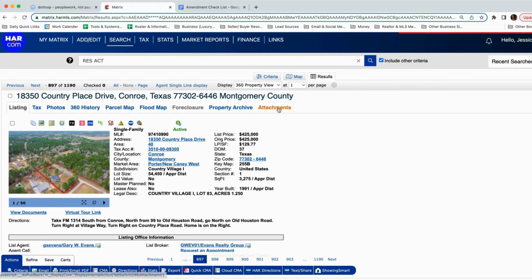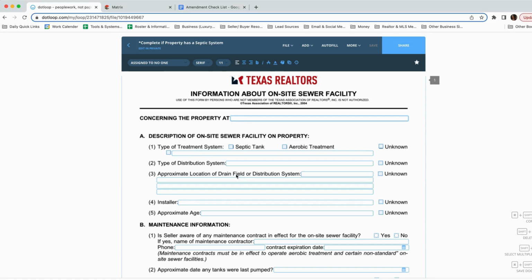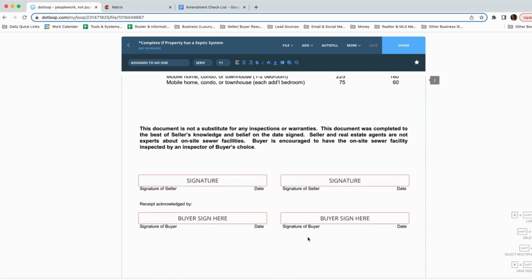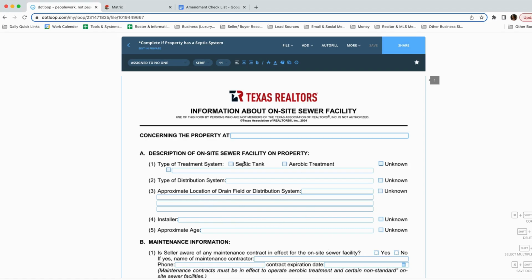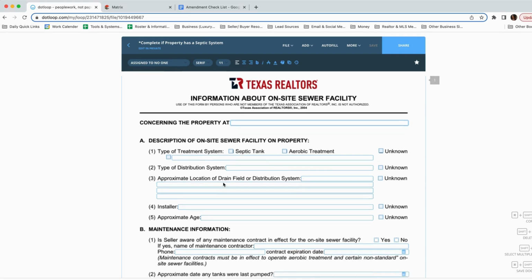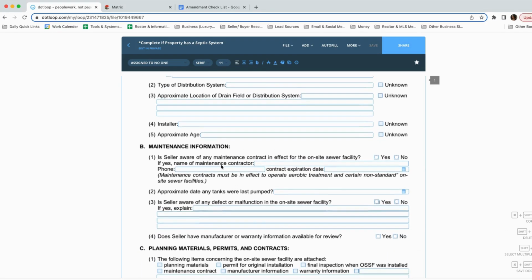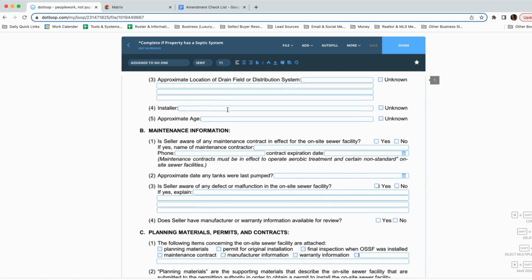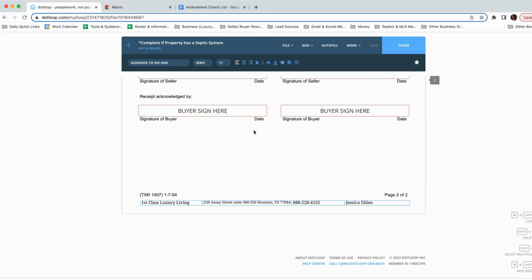Then you also want to go to attachments, because it's the seller's responsibility. If you look at this form, you as a buyer's agent cannot fill this form out, and you do not have your client sign this form first, okay? Because your buyer needs to know what this is. The seller is going to be the person who can indicate the type of treatment, the type of distribution system, the approximate location of the drain, the installer, the approximate age. Your buyer is not going to know this. This needs to be filled out by the seller before you have your buyers sign this, okay?